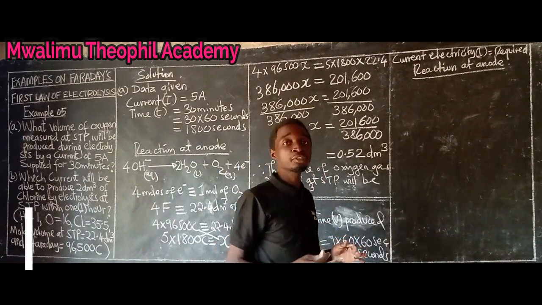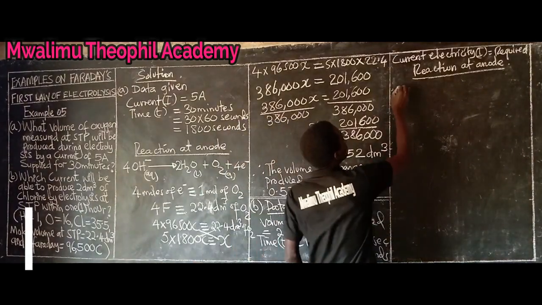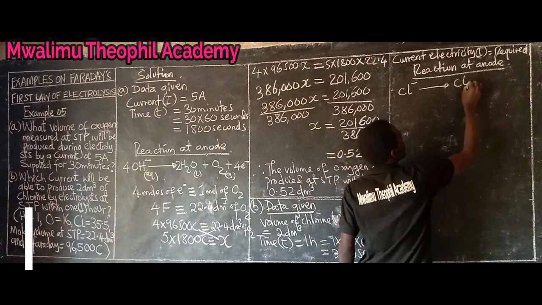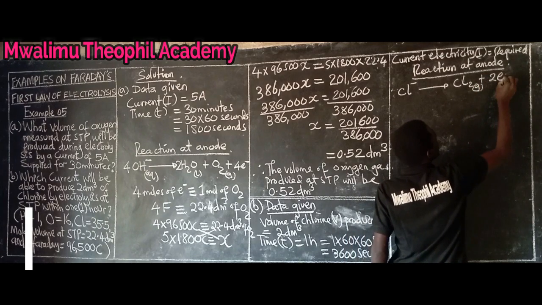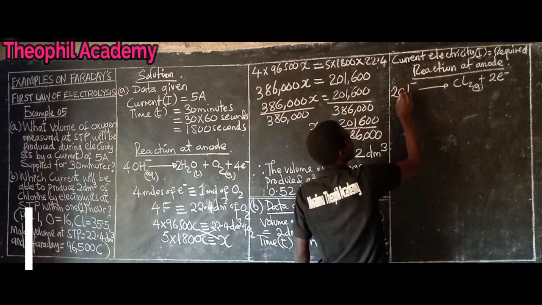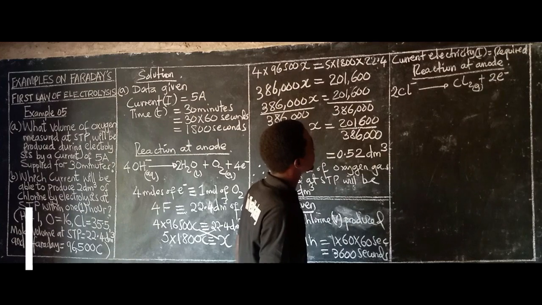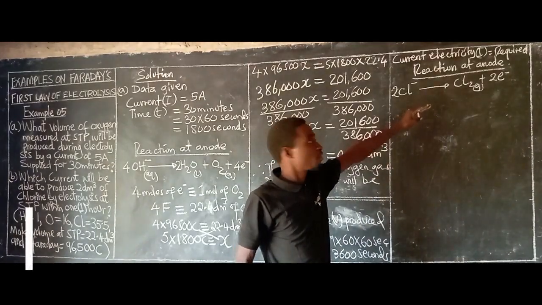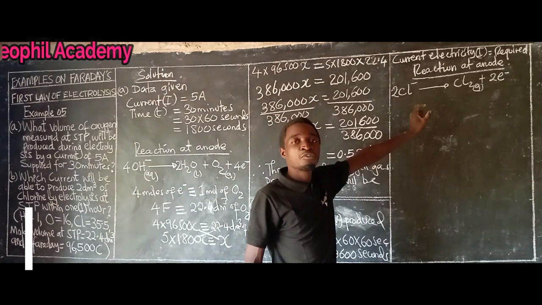As usual at the anode, chloride ion is going to be oxidized to form chlorine gas. As you see, 2 ions will require 2 electrons. After that, we are going to use this balanced chemical equation and relate it with the mole concept.